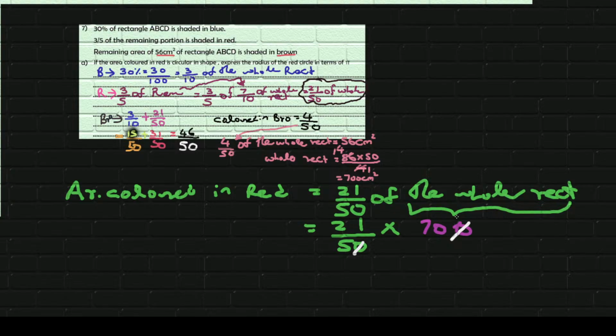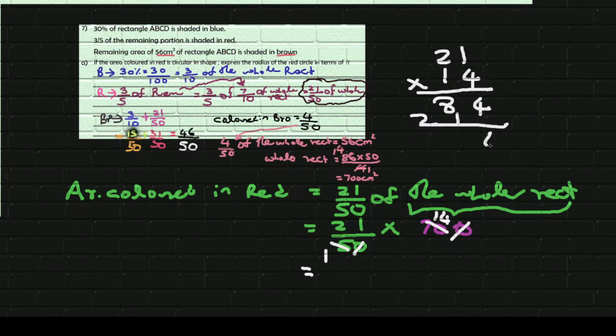5 has 1 5. 70 has 14 fives. So what is 21 times 14? So 21 times 14, that's 294. So the area of the red colored circle is 294 square centimeters.